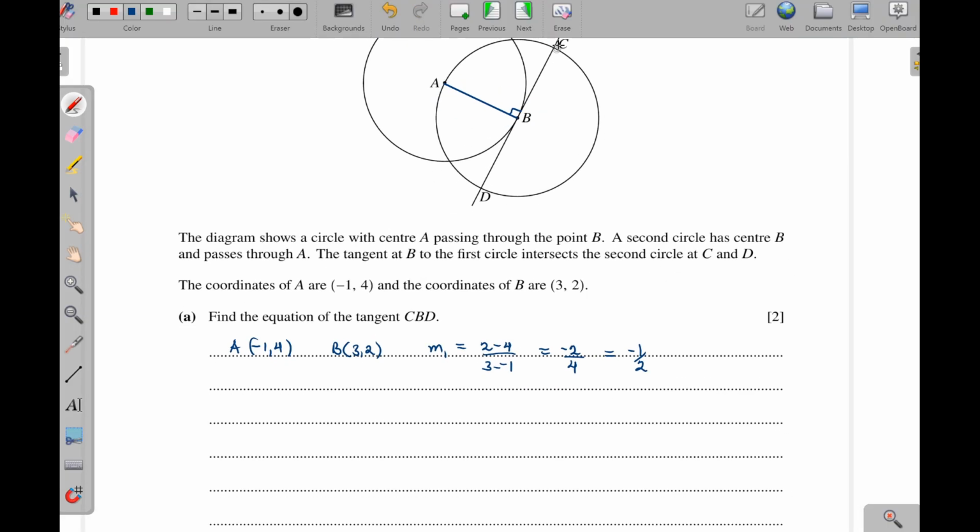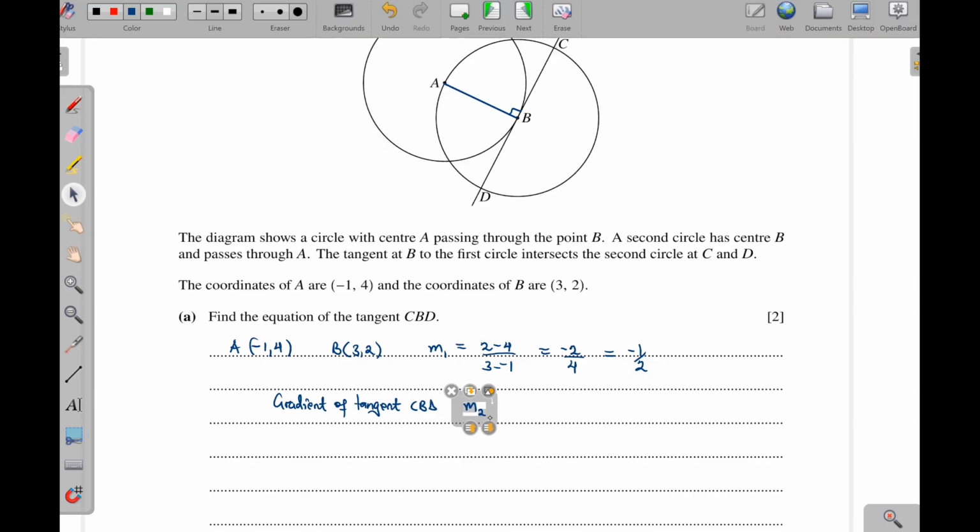Now, since this tangent here is perpendicular to the radius here, the line AB, then I'll use the other principle that for two perpendicular lines, the product of their gradients is always equal to negative 1. So that means M2, or the gradient of tangent CBD, okay?